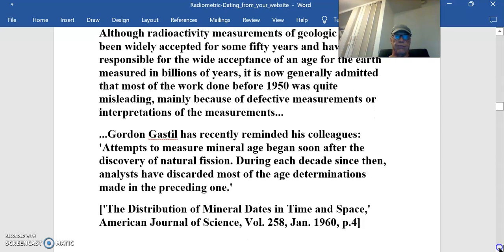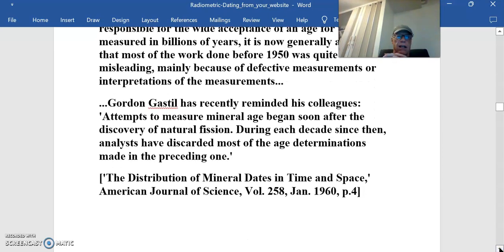Gordon Gastiel has recently reminded his colleagues that attempts to measure mineral age began soon after the discovery of natural fission. During each decade since then, analysts have discarded most of the age determinations made in the preceding one. And it still goes on like that.